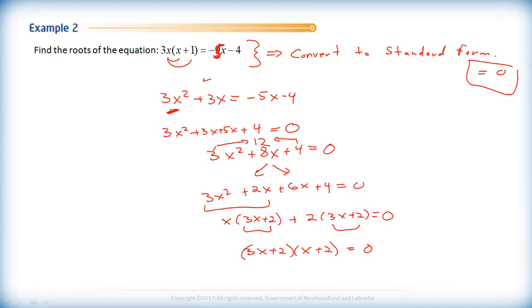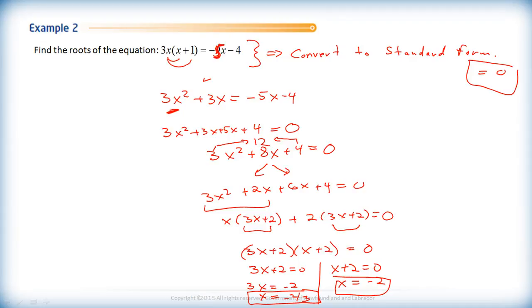So, zero product property tells us that either 3x plus 2 is 0, or x plus 2 equals 0. This one would tell me that x equals negative 2. This one would tell me 3x equals negative 2. So x equals, when I divide by 3, minus 2/3. Two answers. Two unique real roots for the quadratic equation.